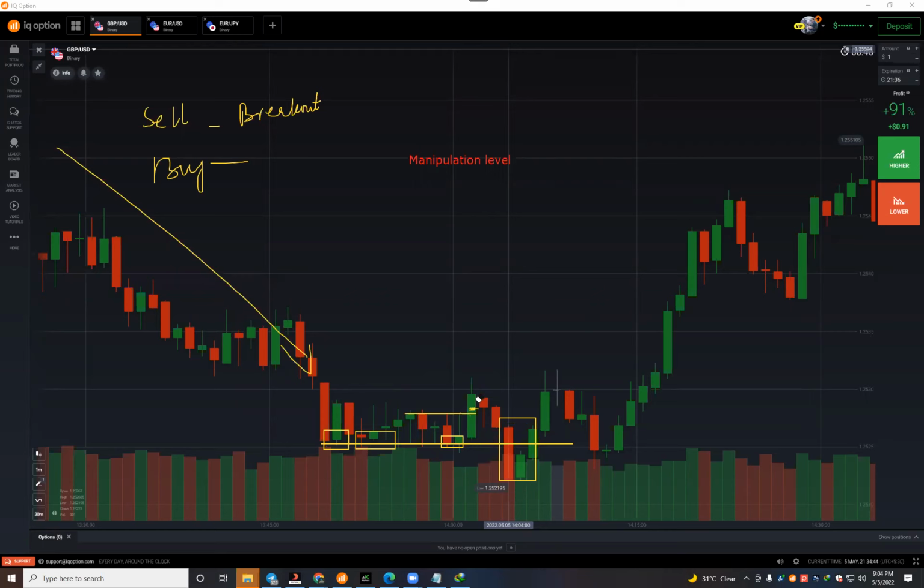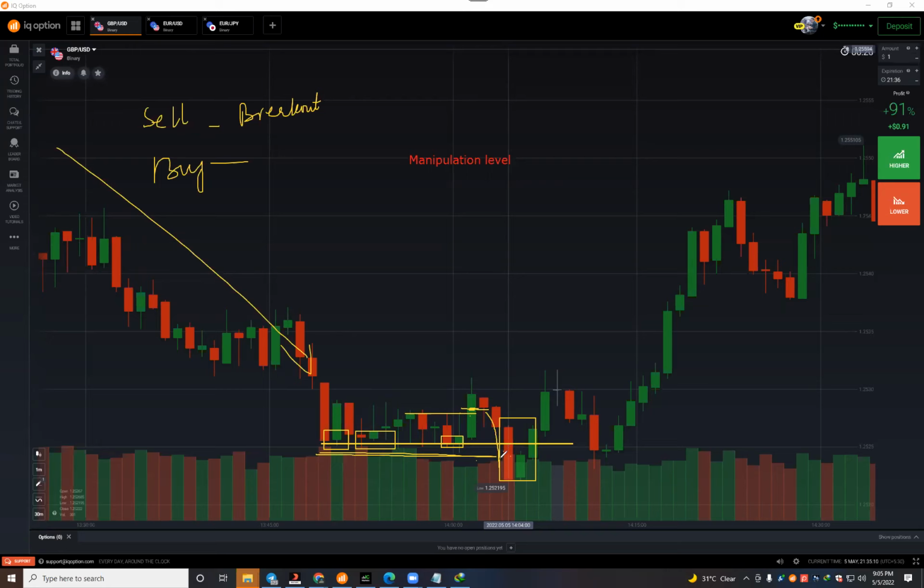When you are buying at this position, your stop loss will be this level. Am I right? Yes, sir. Your buy stop loss will be this level. And when you buy, immediately the price comes down, your stop loss is hit. And then it goes up. And when it's hit, what will you do? If your buy stop loss is hit, definitely you will place a sell.